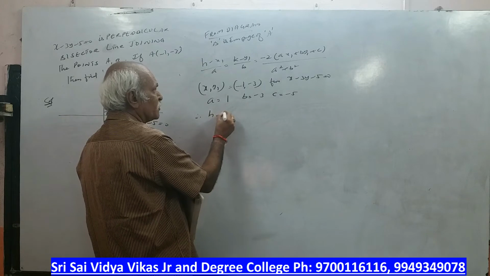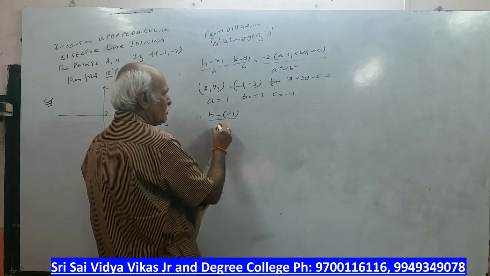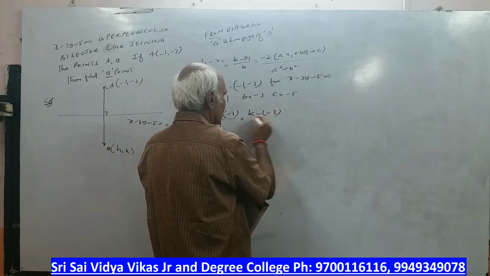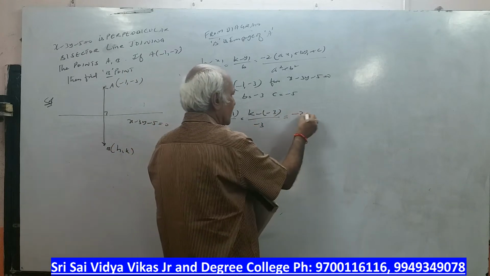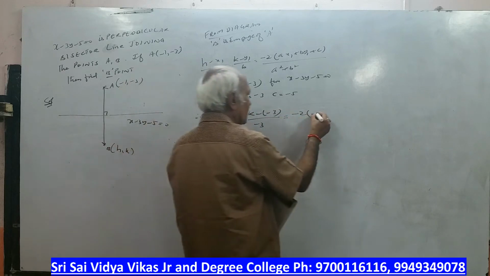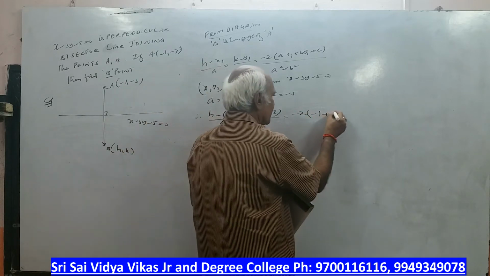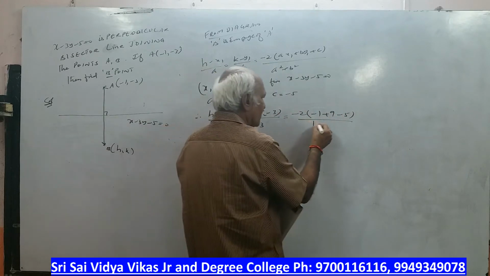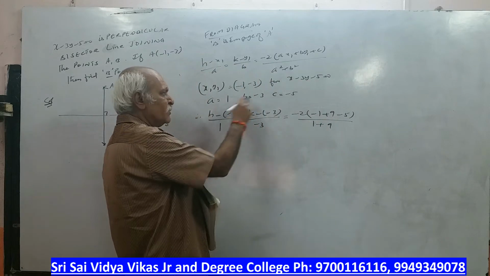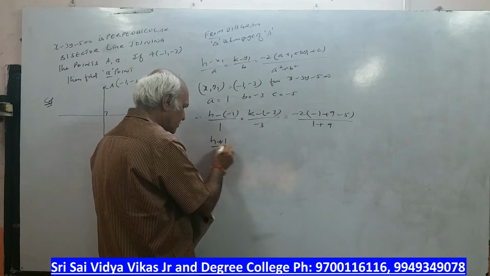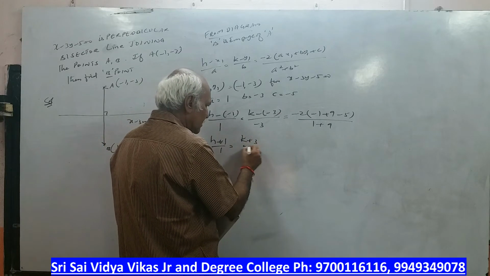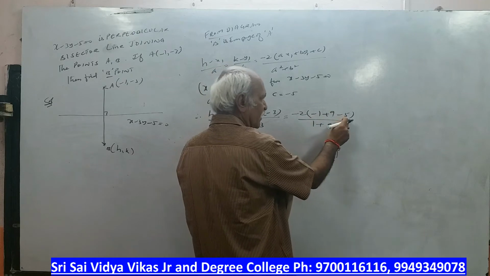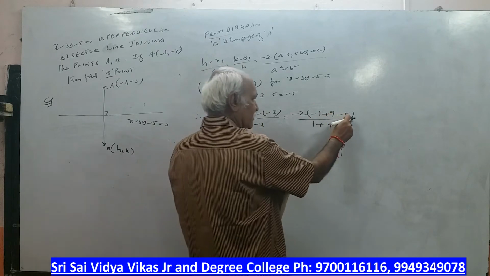Therefore, H minus of minus 1 by A value, how much, sir? 1. K minus of minus 3 by B value, which is also minus 3. Minus 2 into ax1, 1 into minus 1, minus 1, minus 3 into minus 3, plus 9, minus 5, by a square plus b square, 1 plus 9. A square is 1, B square is 9. So here, H plus 1 by 1, K plus 3 by minus 3. This will be 9 minus 1 is 8, 8 minus 5 is 3.